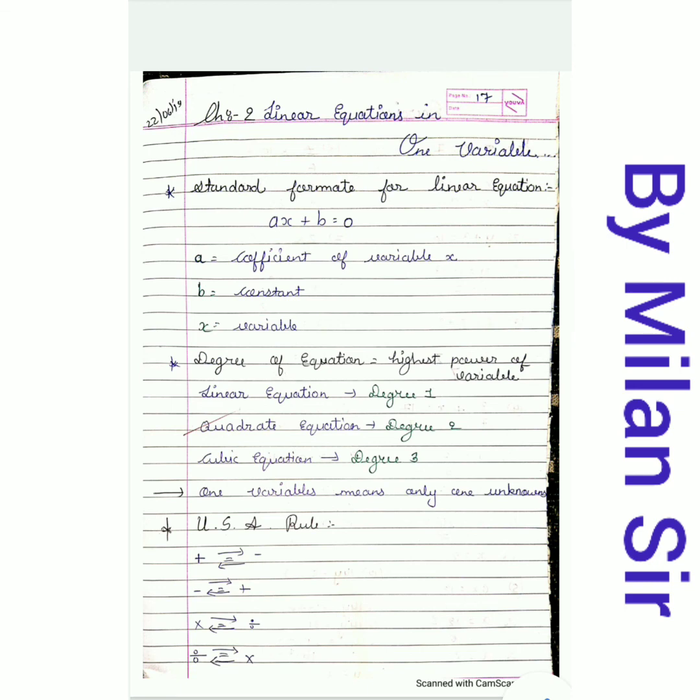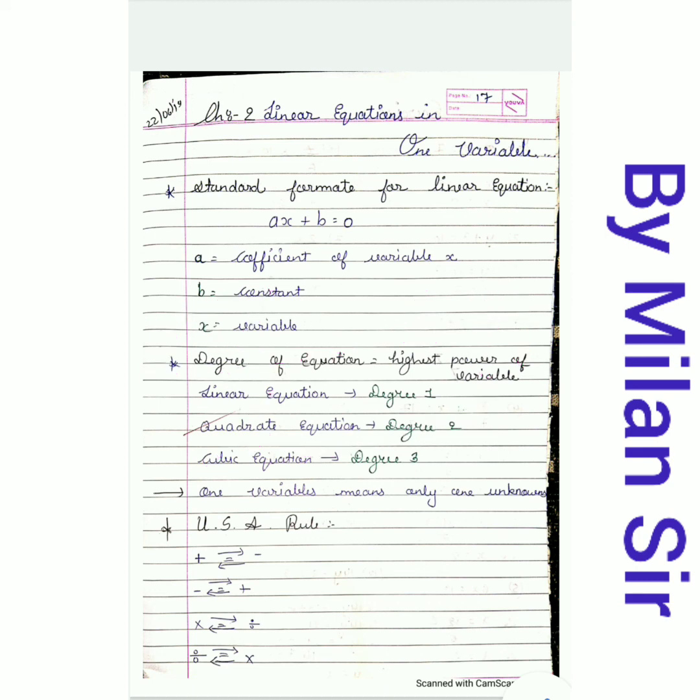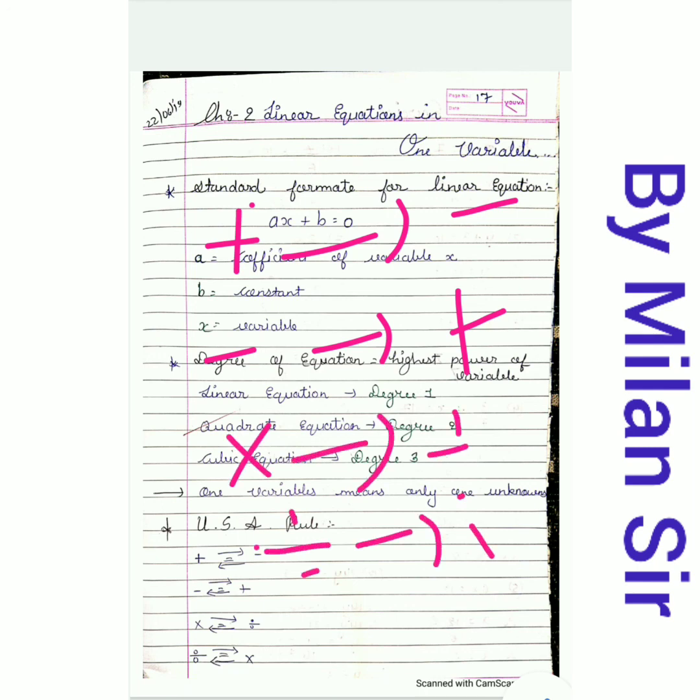Same thing for division. If we have x by 3 and I want to cut this 3, I need to multiply by 3 on the left hand side, and the same thing on the right hand side. Then 3 and 3 cut. So if we transfer this 3 to the right hand side, it goes to the numerator. That's why plus becomes minus, minus becomes plus, multiply becomes division, and division becomes multiply.